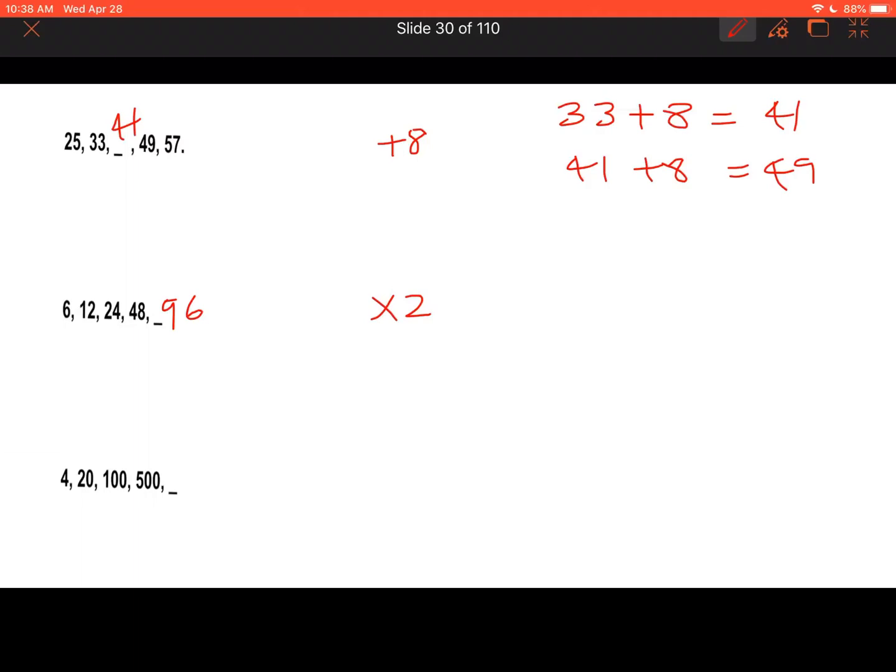Okay, 4, 20, 100 and 500. This is not doubling, this is more than that. So let me find the, okay, 4 times 5 is 20, 20 times 5 is 100, 100 times 5 is 500. So the pattern is set. So 500 times 5 is 2500, the fifth term of this sequence.